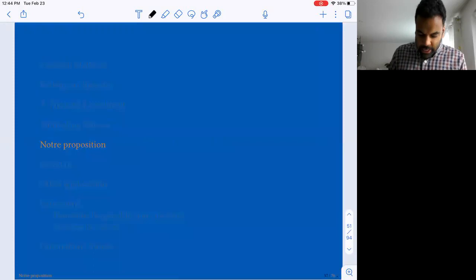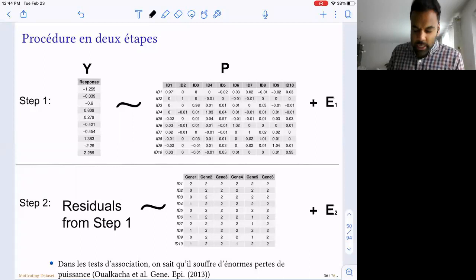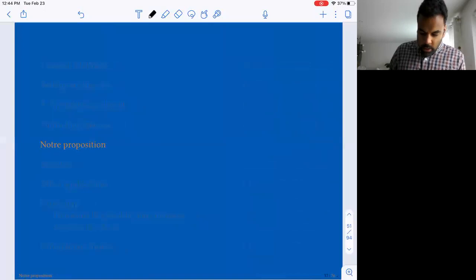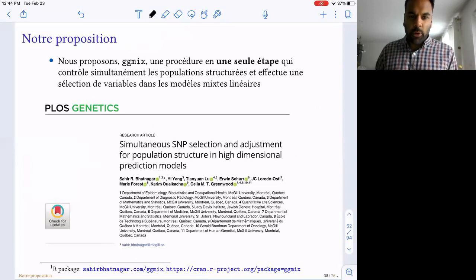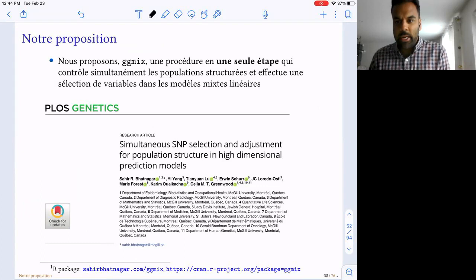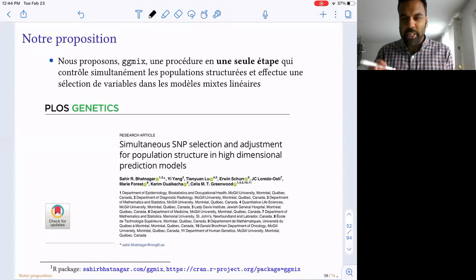Also, this paper by Karim Wakausha, who's a collaborator of ours, showed that some of these methods can suffer from lots of power reduction. So our proposal focuses a lot on the computation aspect. It's not so much a new method as it is the computational aspects, where we're providing a tool made specifically for this setting.